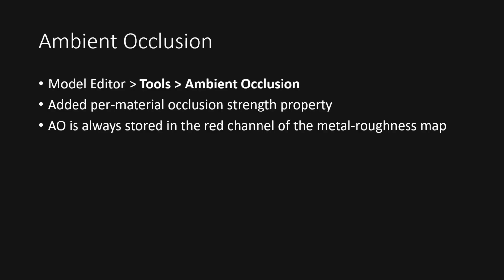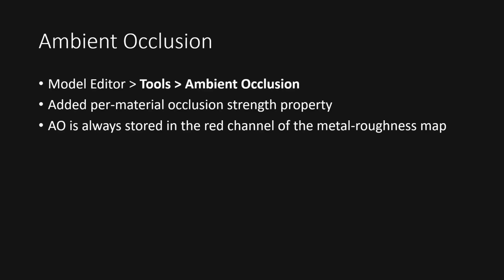Let's talk about ambient occlusion. To use this, you just go to the model editor in the same interface. You select the tools ambient occlusion menu. I changed the way that AO works a little bit. In the GLTF file format, it's a separate texture, but it can also be the same texture as the roughness metallic texture image. The occlusion is stored in the red channel. So if you use the same texture in both slots, it doesn't cause any problems. And that's just how the GLTF format indicates that occlusion should be used.